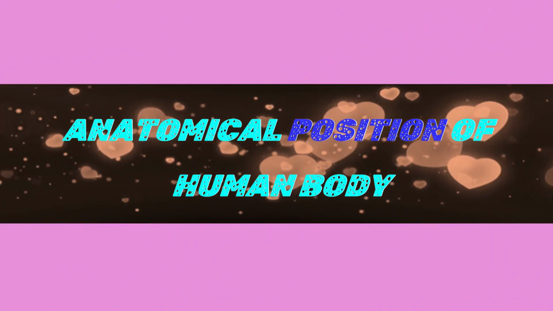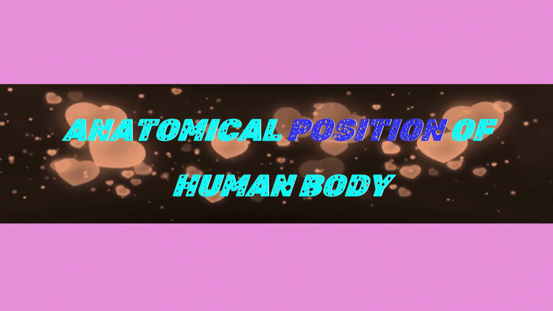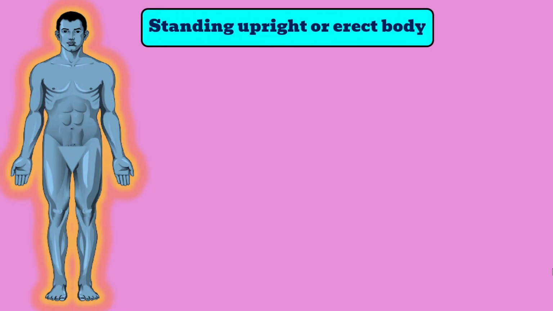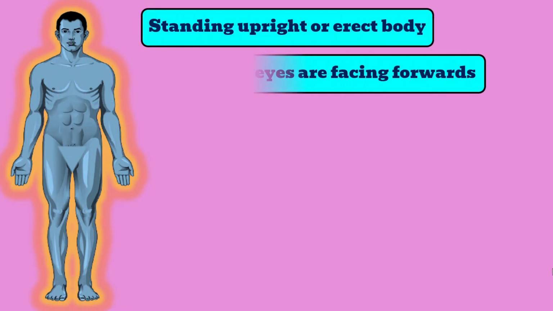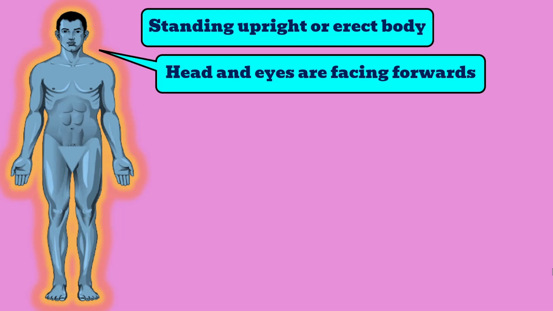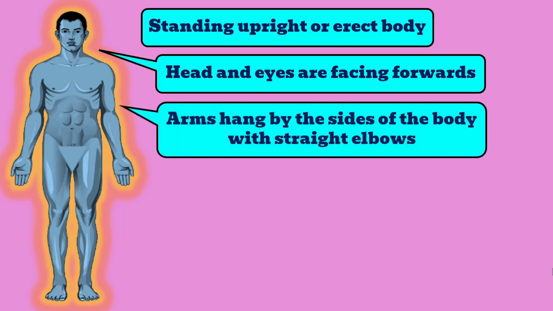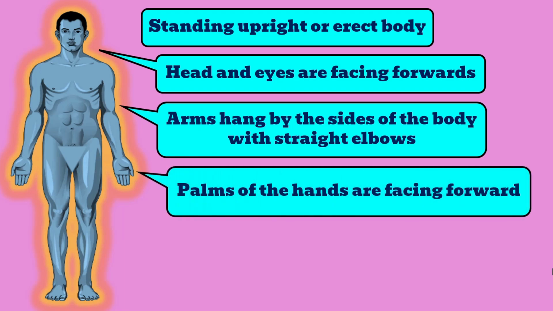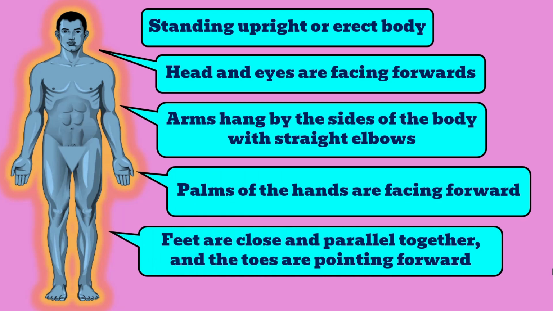Now, what is the normal anatomical position of the human body? The normal anatomical position indicates a standing upright or erect body. Head and eyes are facing forwards. Arms hang by the sides of the body with straight elbows. Palms of the hands are facing forward. Feet are close and parallel together, and the toes are pointing forward.